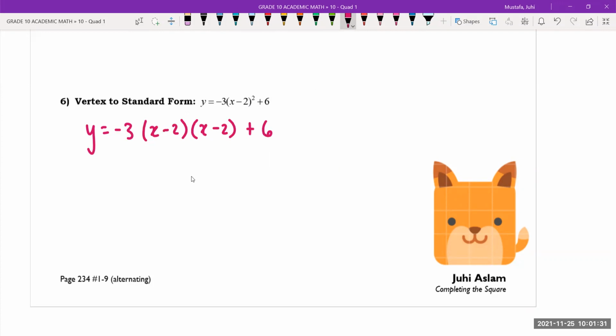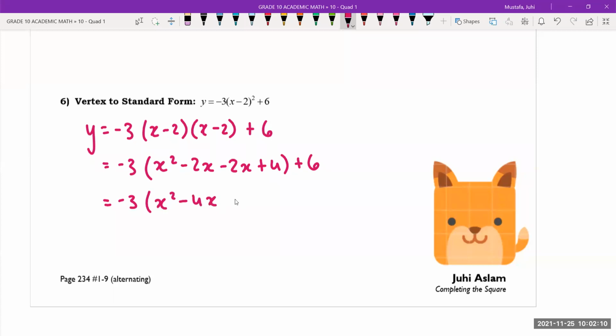Do you guys remember when we learned FOIL? Okay, so we're going to FOIL these two brackets: first, outer, inner, last. I'll do it with you guys. So x times x is x squared. That's the F. Outer is x times -2, which is -2x, and then -2 times x is -2x, and then -2 times -2 is +4, plus 6. Now I'm just going to simplify the bracket. So it's going to be x squared minus 4x plus 4.